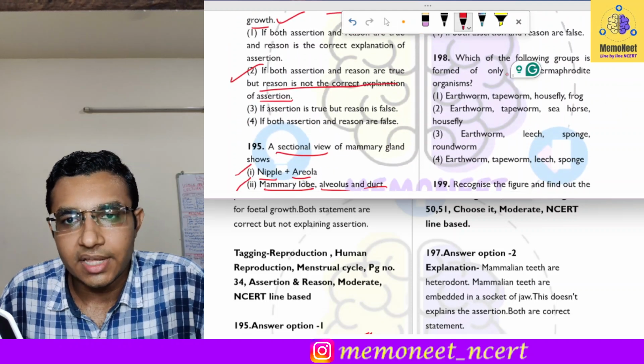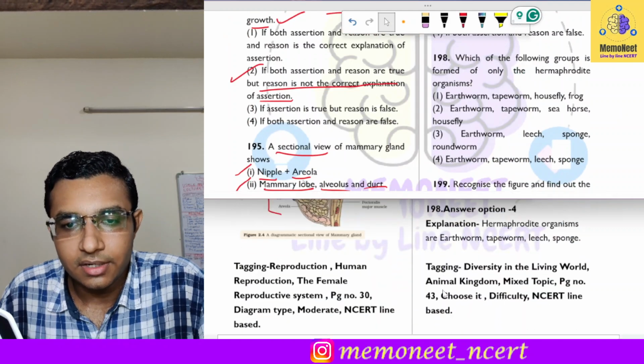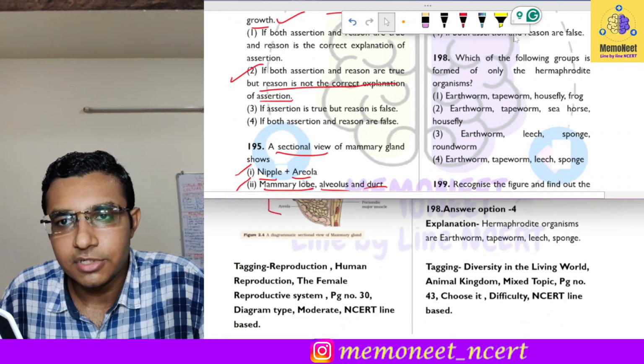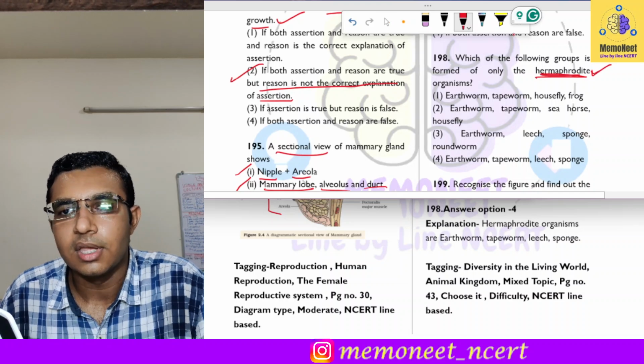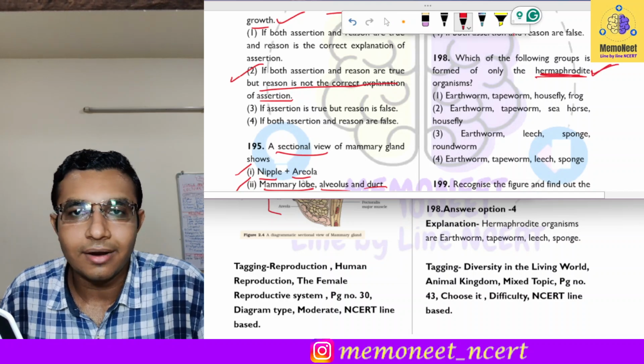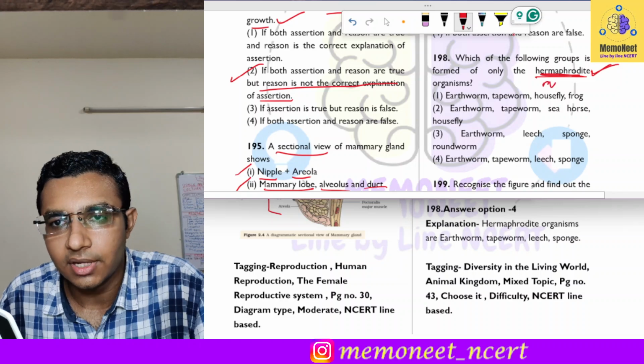Moving on to the next question, that is question number 198. It states, which of the following groups is formed of only hermaphrodite organisms? Okay, the group consisting of only the hermaphrodite or the monoecious organisms.